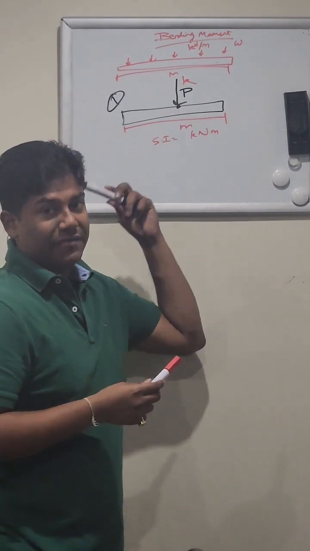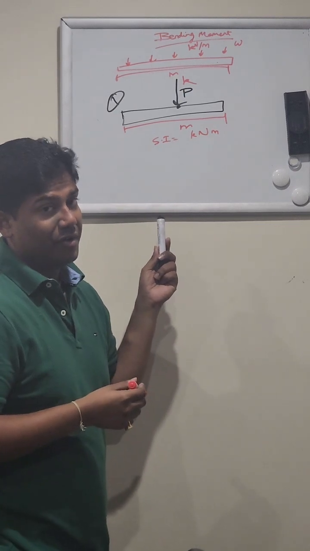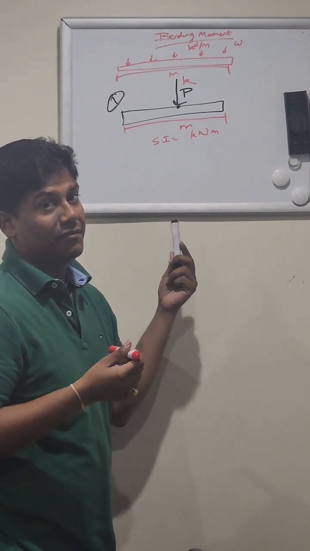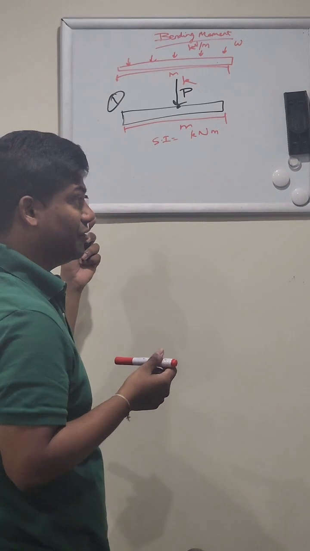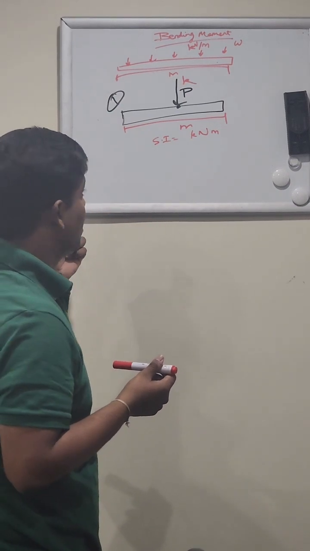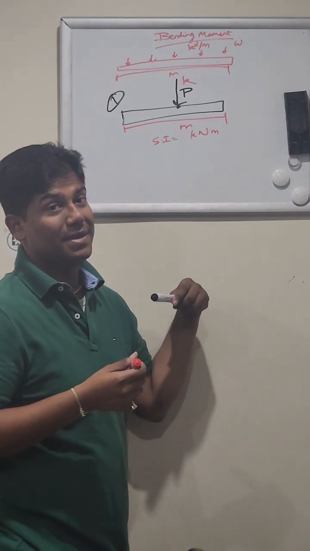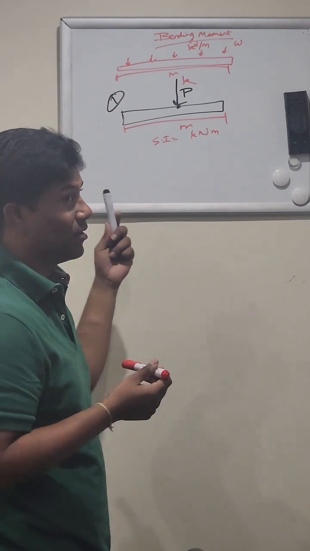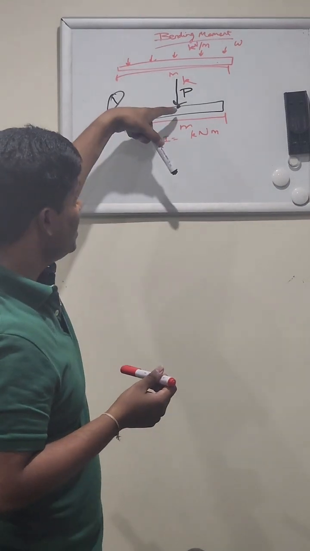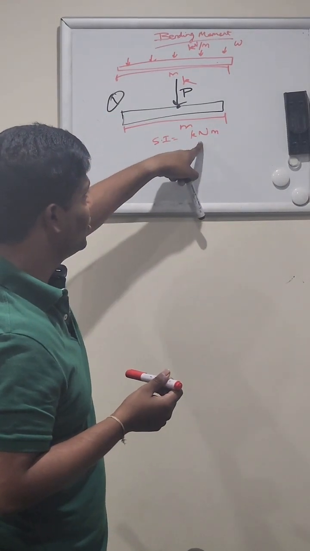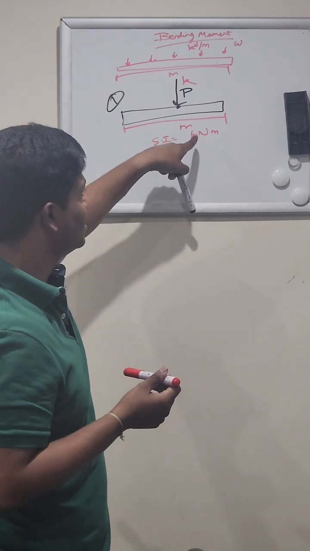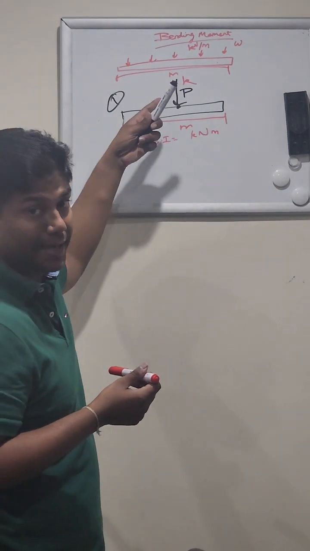The point load gives me a bending moment of P by 4, P by 4 is the shear force, and then it comes as PL by 8. Because remember, P is the force, that's kilonewton, and it is being multiplied by meter. So it becomes PL by 8.